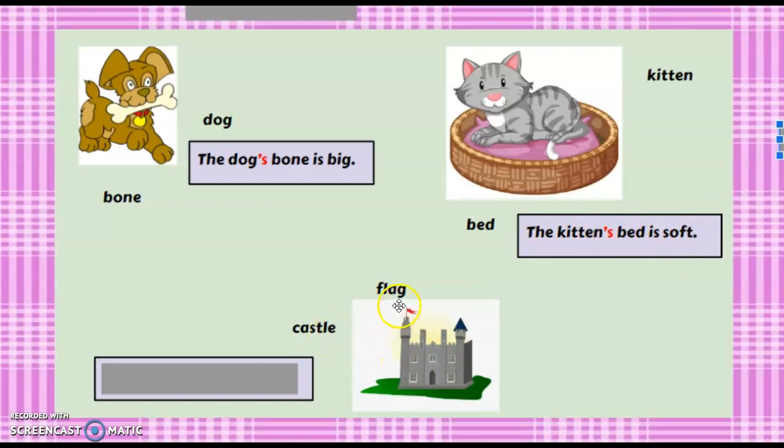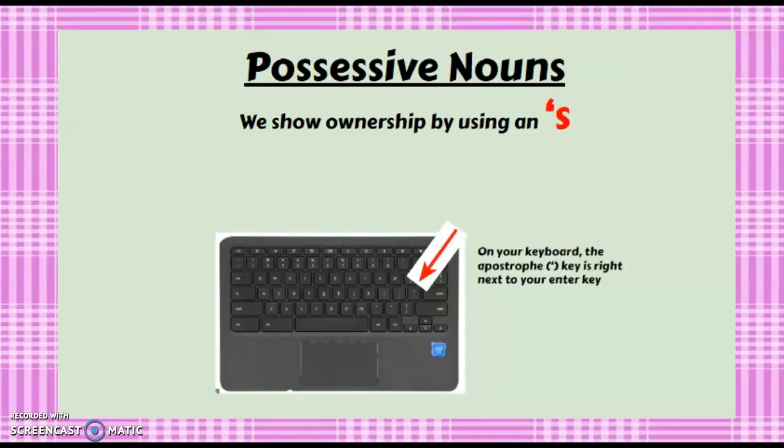Here we have a castle and we have a flag. Does the castle belong to the flag or does the flag belong to the castle? Oh, again, you're right. The castle's flag is flying. So remember, we must put an apostrophe S when we show ownership. And one last reminder where that apostrophe S is on your Chromebook keyboard. Now you're going to get an opportunity to show that you understand possessive nouns and how to show ownership when we're writing.